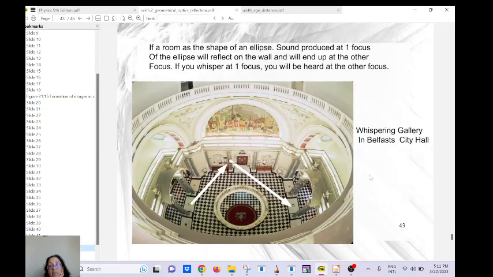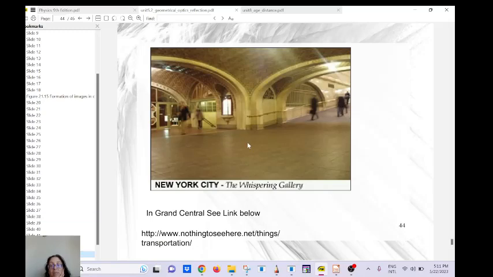Interestingly, this is in Belfast. Because it has a nice elliptical shape, if you whisper here, you can hear the sound there. You see, if you have an imaginary line, a normal line here, that angle here will be equal to this angle here. It's going to bounce off nicely. It's called a whispering chamber. You have the same thing here in New York City, in Grand Central. You stand in one corner and you can hear it at any corner around.